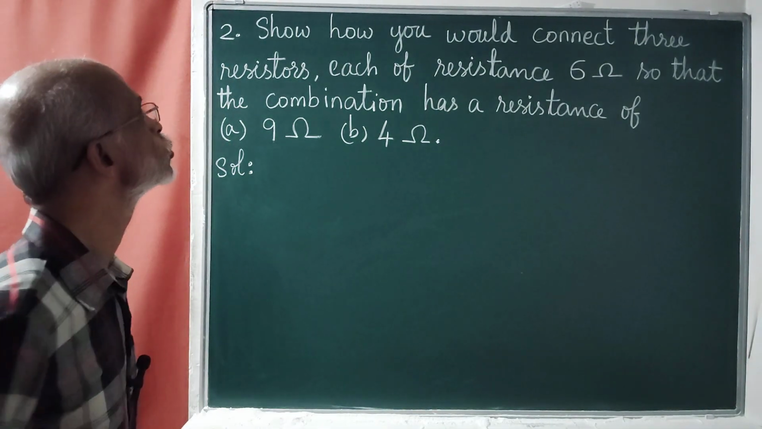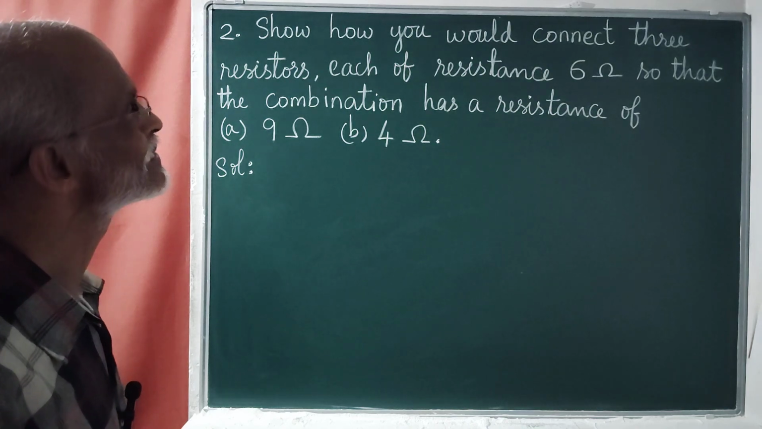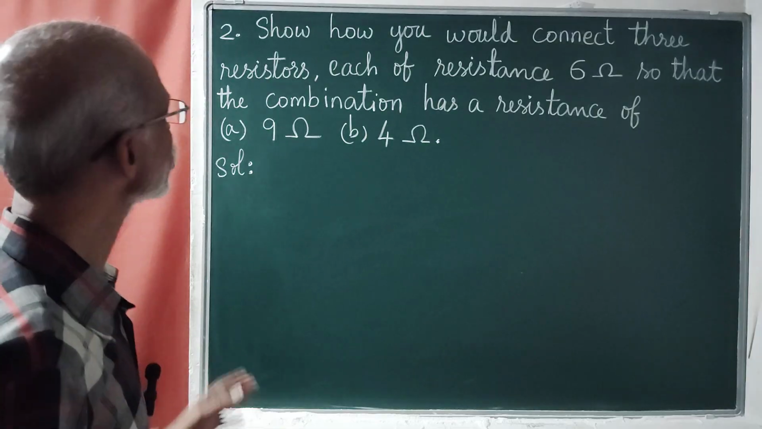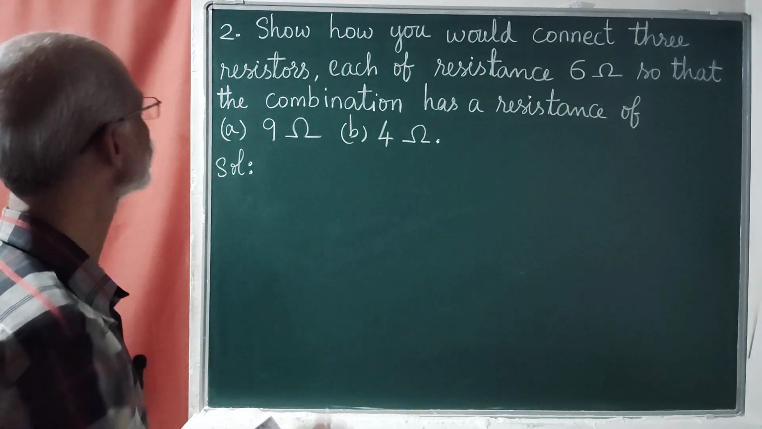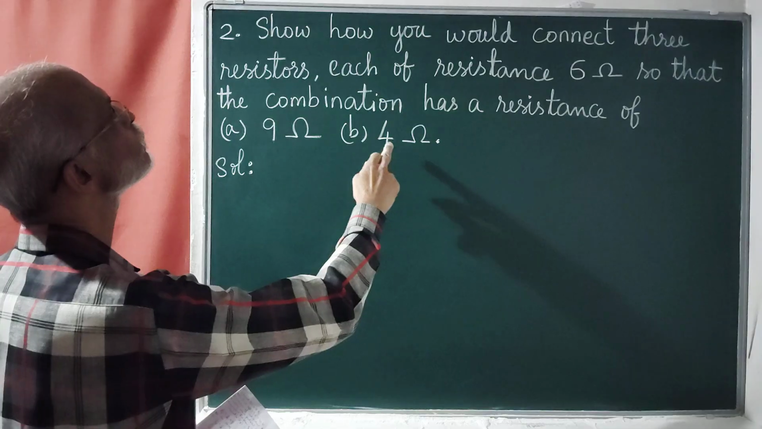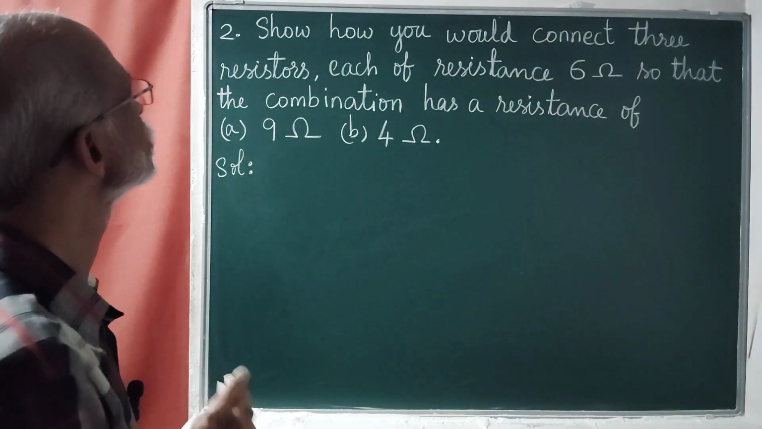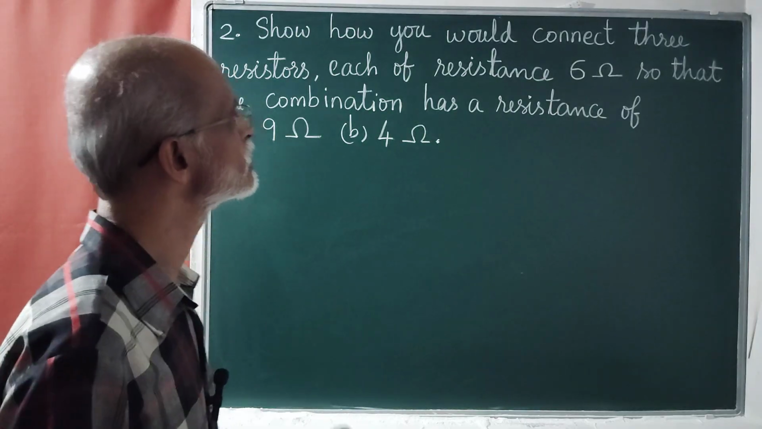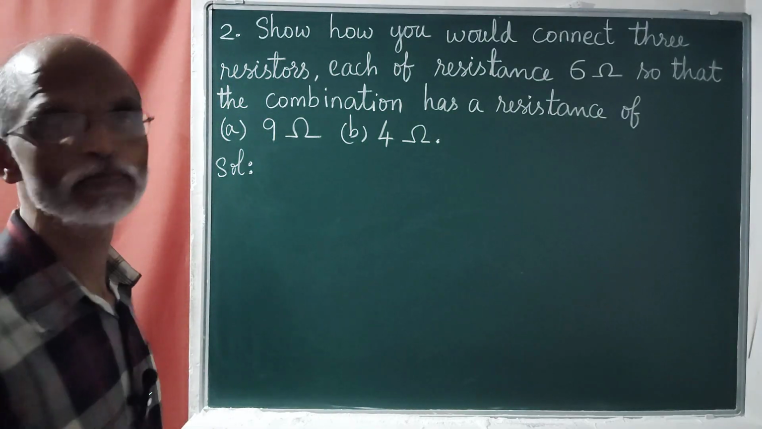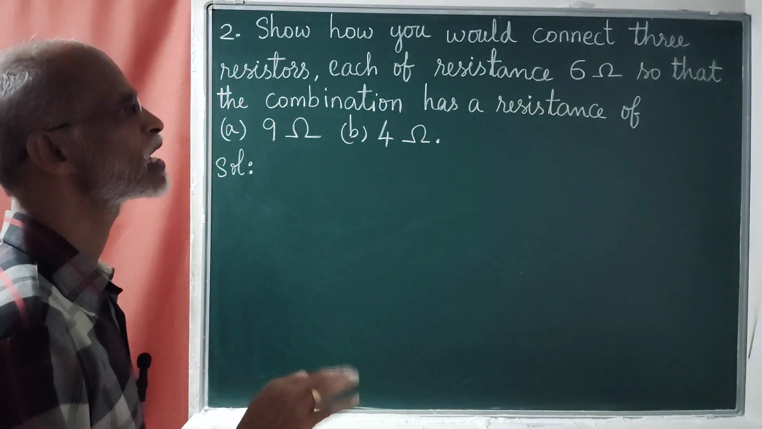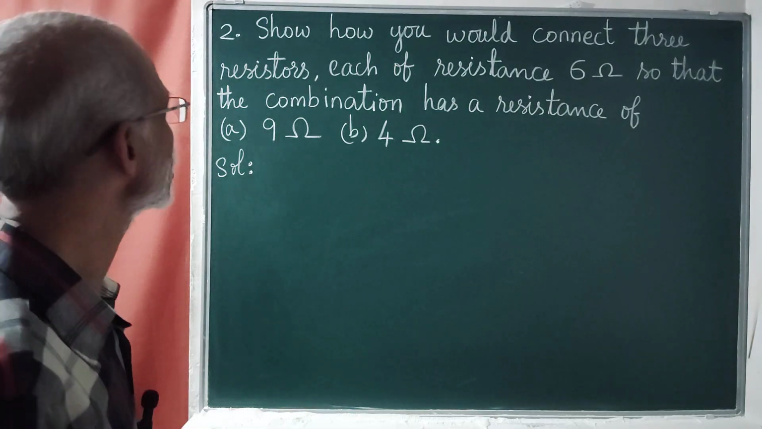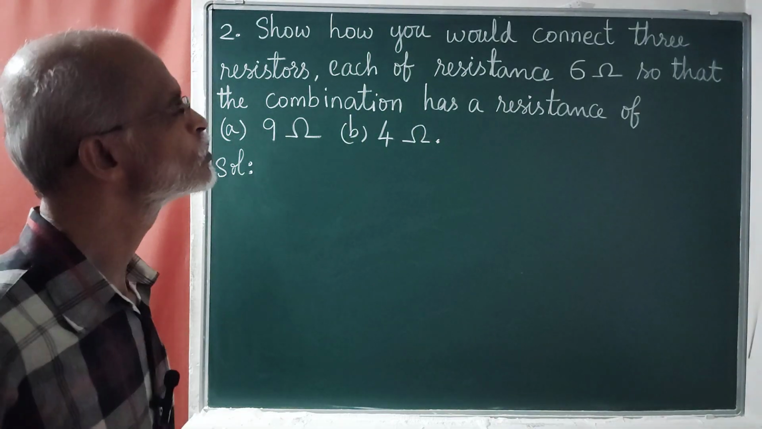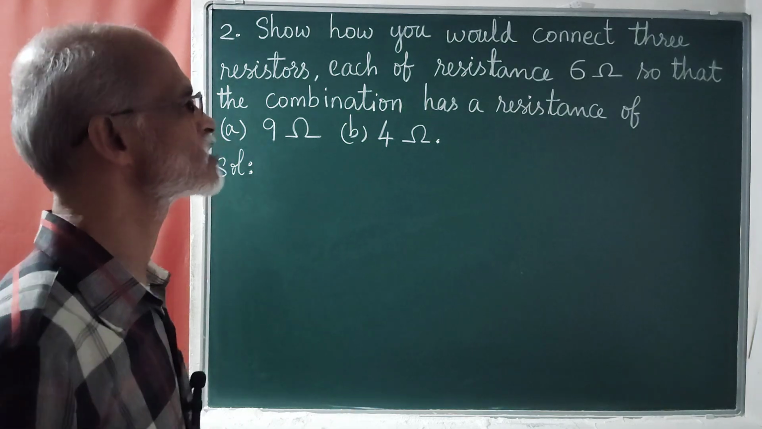The question says, show how you would connect 3 resistors, each of resistance 6 ohms, so that the combination has a resistance of 9 ohms and 4 ohms. So we have been given 3 resistors of 6 ohms each, and we have to connect them in series, in parallel, or in combination, so that the combination has a resistance of 9 ohms and 4 ohms. So we can connect them in so many ways.